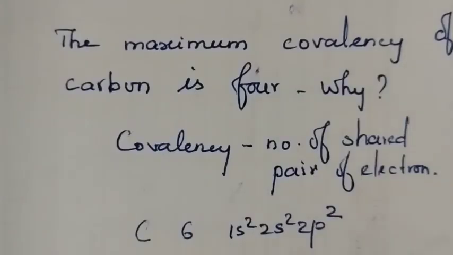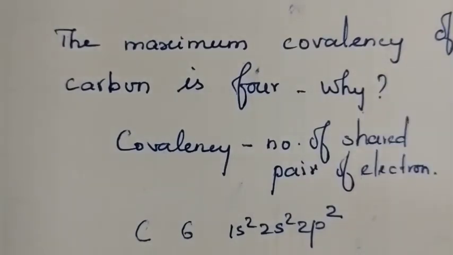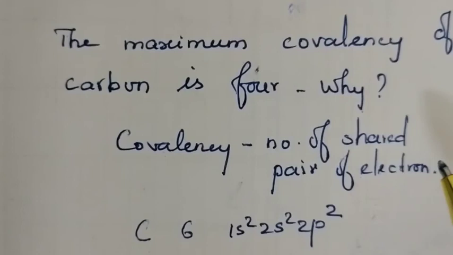The maximum covalency of carbon is 4. Why? So, what do you mean by covalency? Covalency means the number of shared pairs of electrons. The number of pairs of electrons that a particular atom can share, that is the covalency.